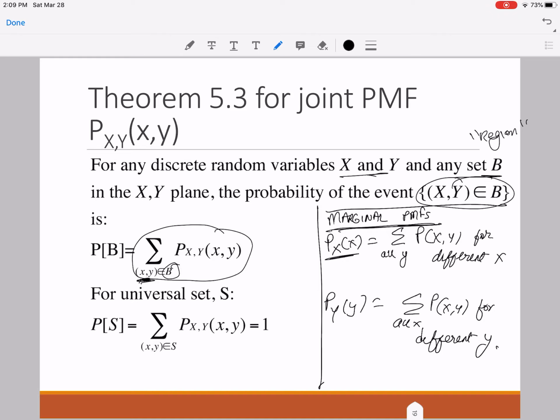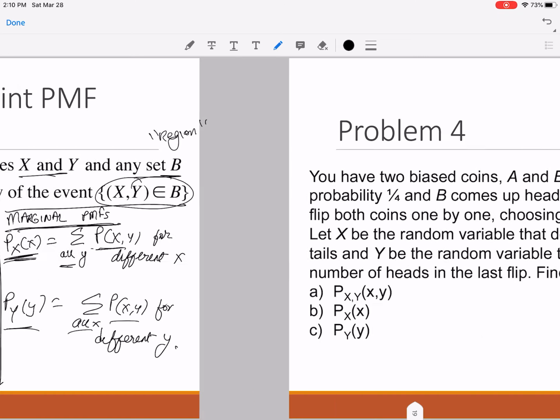So the PMF of x is obtained by adding the joint PMF over all y for different values of x. For example, I'll add the joint PMF of x, y for x equal to 0, and I'll perform the summation over all y. When I do that, I get the marginal PMF of x. Similarly, I can obtain the marginal PMF of y by adding the joint PMF for all x for different values of y. And I'm going to show you how you can construct joint PMFs for discrete random variables and how you can also get the marginal PMFs as well.